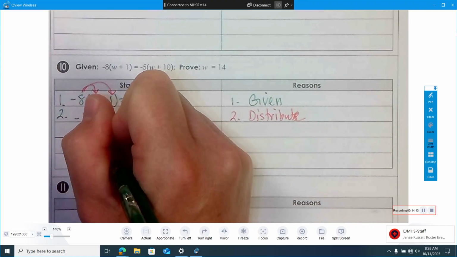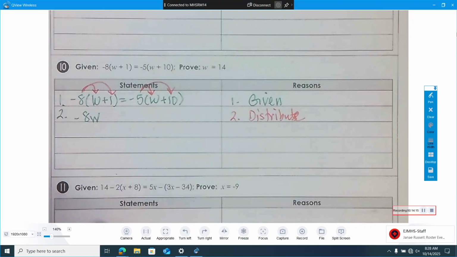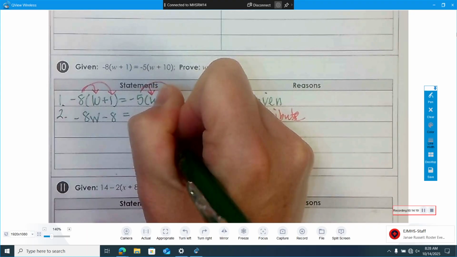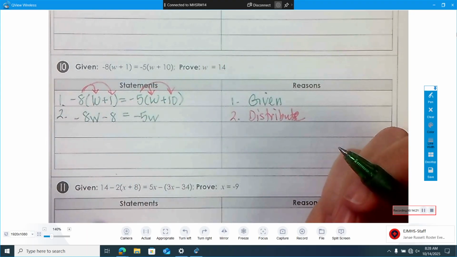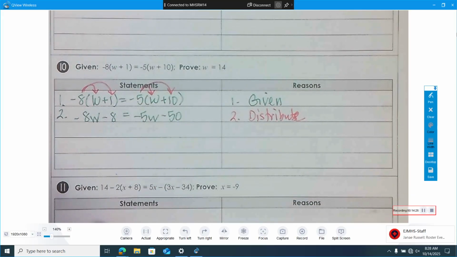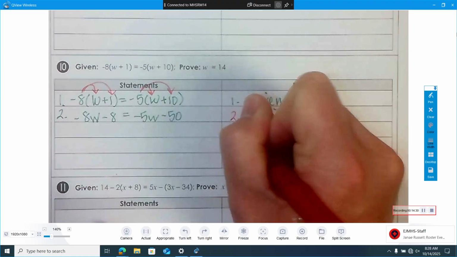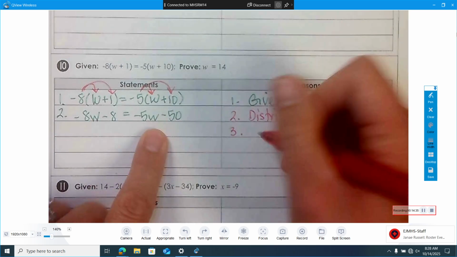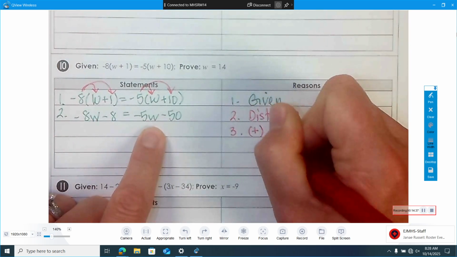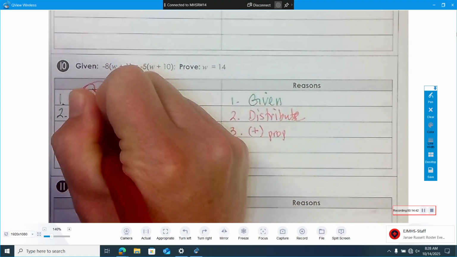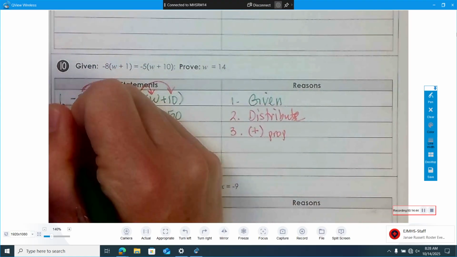Negative 8w minus 8 is equal to negative 5w minus 50. Negative 5 times 10 is negative 50. All right. Then what is the next thing you want to do? Add the 5w to both sides? Sure. We are going to use the addition property. We're going to add 5w to both sides.